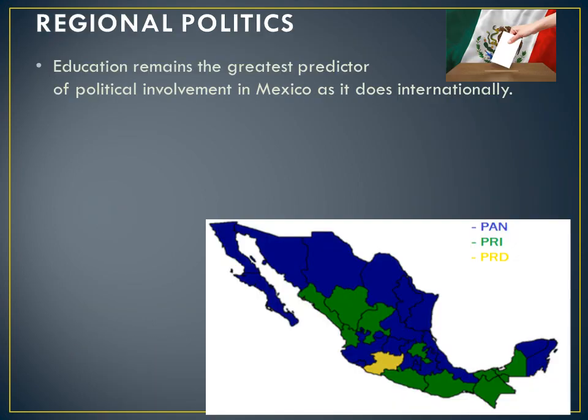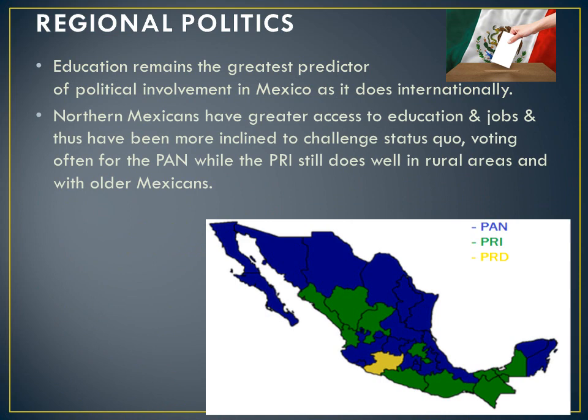Understanding the voting behaviors of the Mexican people is not that unique from other countries throughout the world. Education remains the greatest predictor of how involved someone will be politically. In the northern Mexican states, the National Action Party tends to do very well, where people have greater access to education and jobs, and thus they're more inclined to challenge the status quo. However, the traditional PRI still does very well in rural areas and where there are older Mexican voters. The PRD, with its fragmented base, still does its best work in urban areas, particularly in Mexico City, where there's a large percentage of the country's youth.